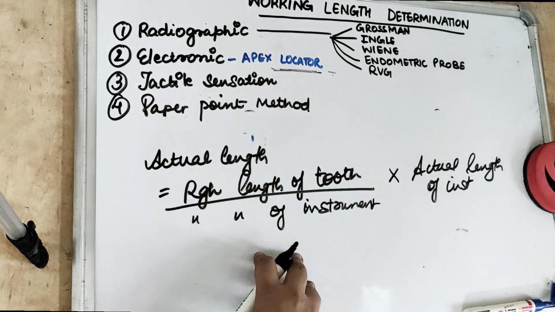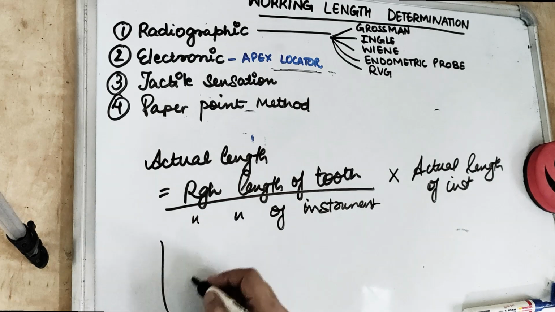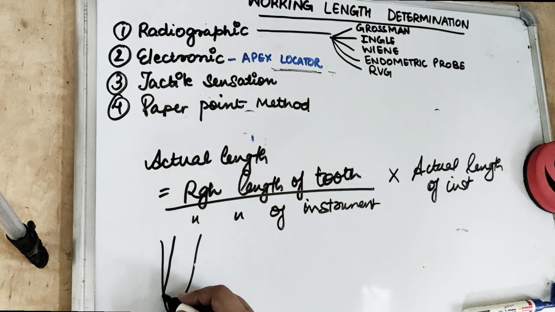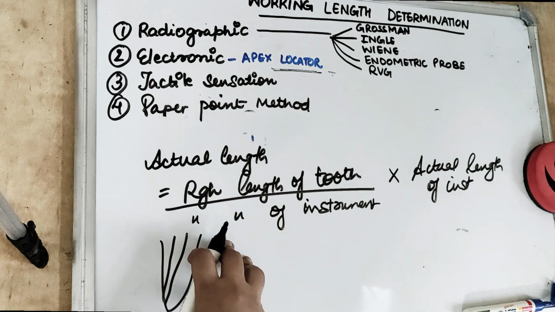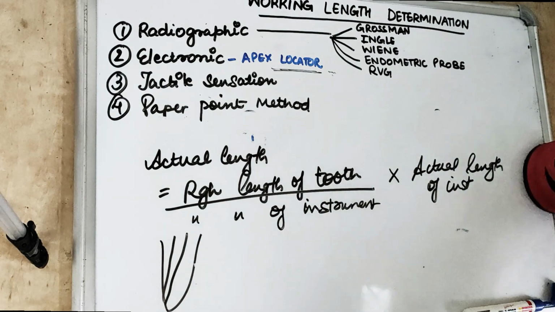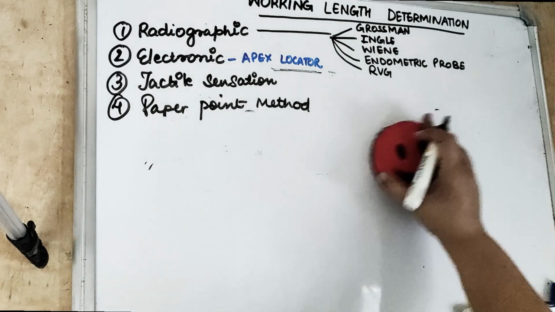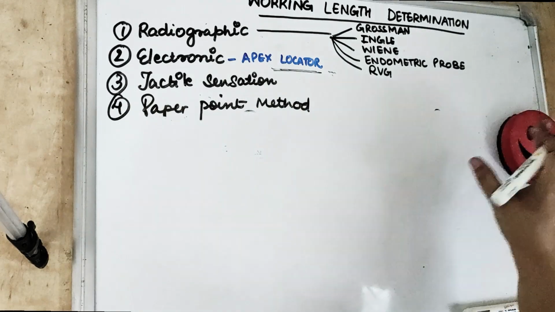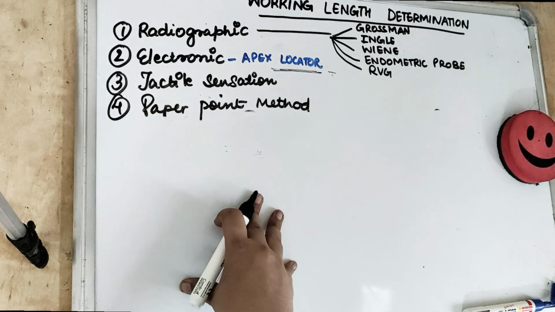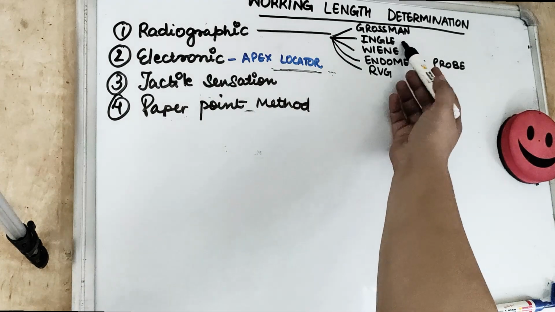And according to Ingle, we cannot take it as it is as the working length, because as we all know, the radiographic apex is not exactly the anatomical apex, first thing. And second thing, he has come up with a criteria wherein how we should take this working length. So basically the Ingle method is a very good method.